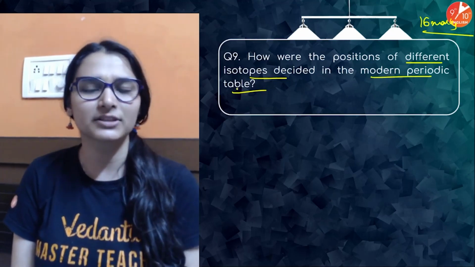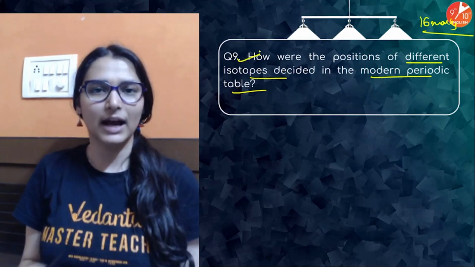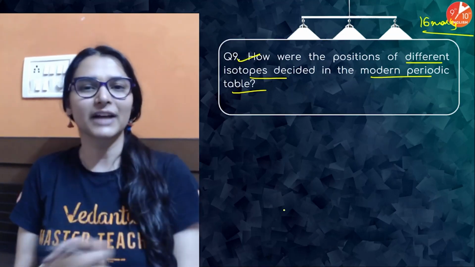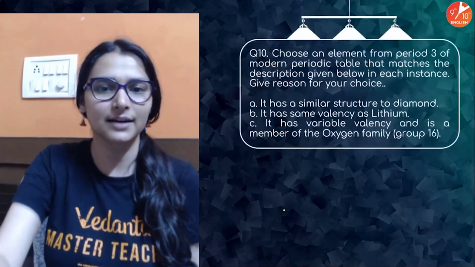I guess this question is repeated, है ना. हमने देख लिया है. Modern periodic table में you have seen that the atomic number के basis पे we are arranging. Isotopes have the same atomic number. They were kept at the same place, है ना.